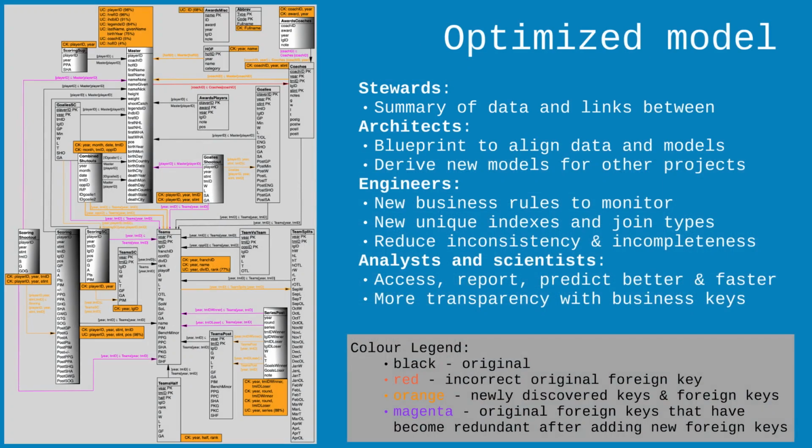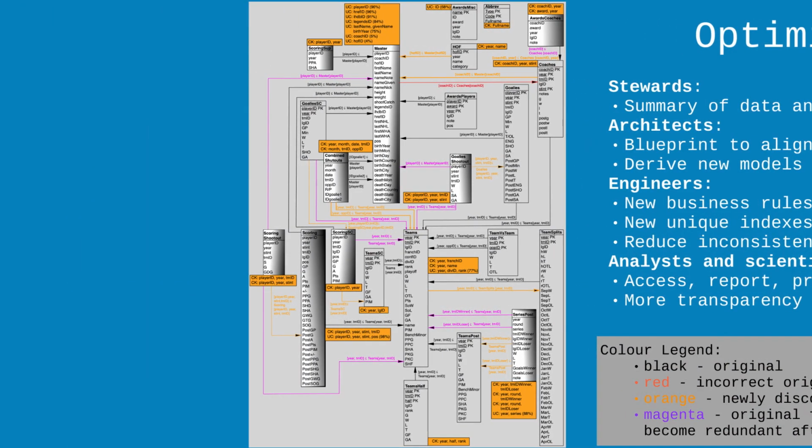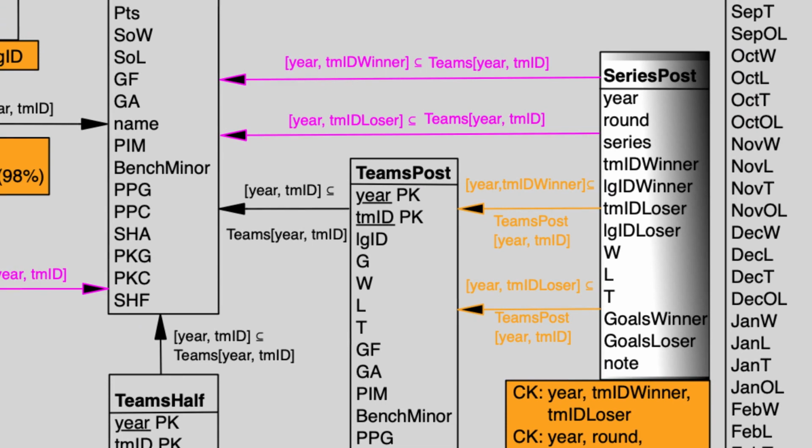Altogether, this leads to an improved data model that you can see here. So you can see here in black font and magenta font 3 foreign keys, 2 from the series post table to the teams table, 1 from the teams post table to the teams table. In addition, we've now revealed the 2 orange foreign keys from the series post to the teams post table. And by revealing those 2 orange foreign keys together with a black foreign key, the 2 foreign keys in magenta have become redundant because they're already enforced by the other 3.